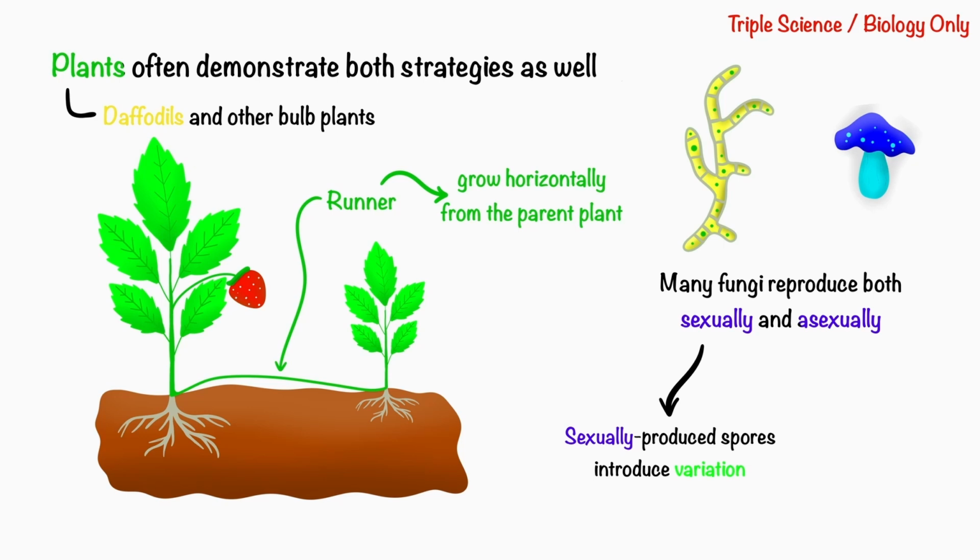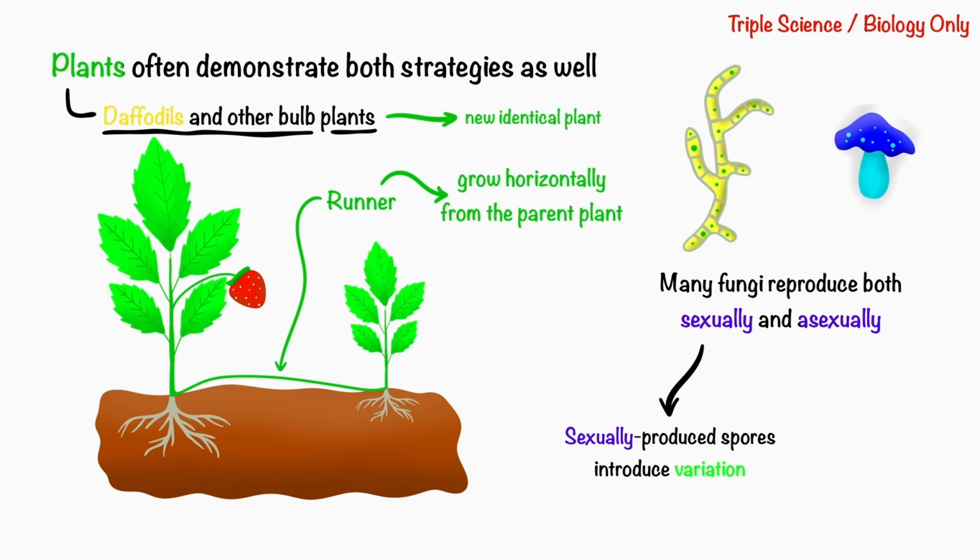Asexual reproduction in plants can take place in different ways. Some plants produce runners. These are stems that grow horizontally on the surface of the soil away from the parent plant. At various points along the runner, a new strawberry plant forms that is identical to the parent plant. Other examples include plants that grow from bulbs, like daffodils. New bulbs can form from the main bulb and divide off. Each new bulb can grow into a new identical plant.